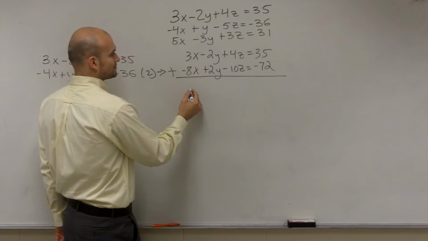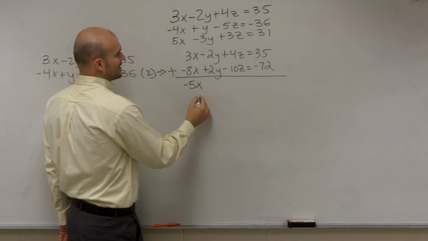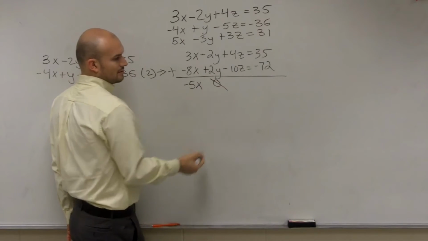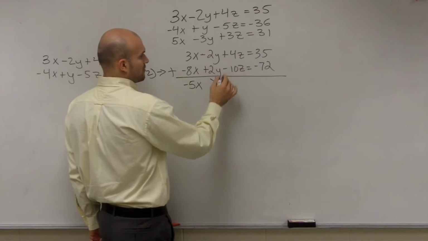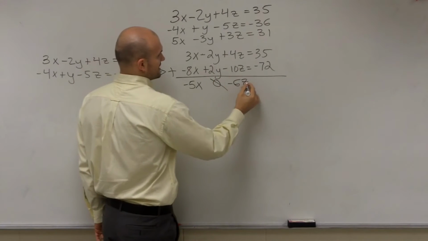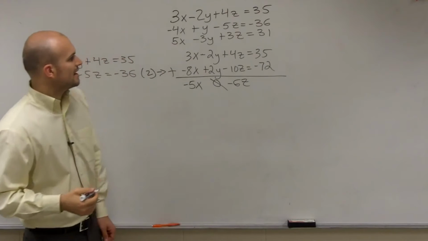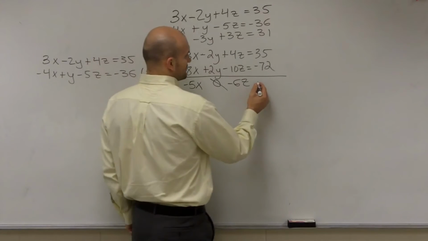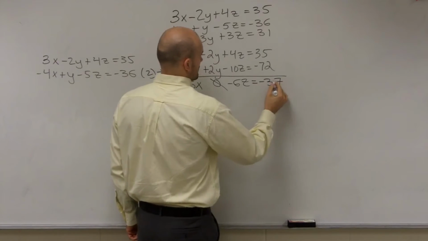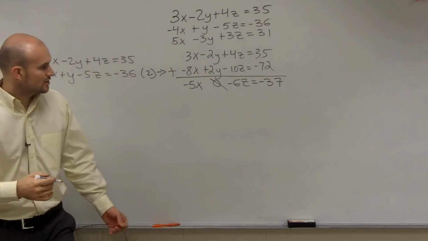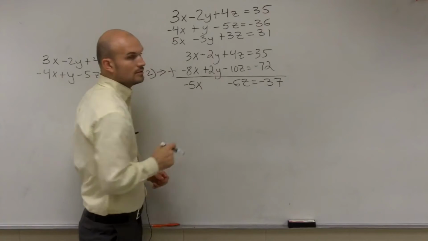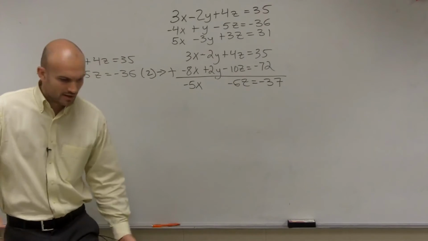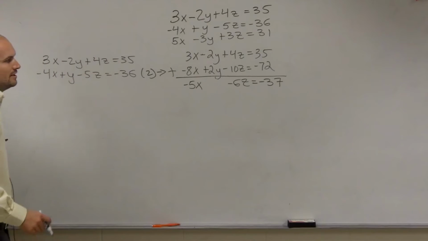So therefore, I have negative 5x plus 0y. And 0y is 0, right? And then 4z minus 10z is a negative 6z. And then 35 minus negative 72 is going to be a negative 37. OK? So I have this new equation, which, Ricardo, I'm going to say is just negative 5x minus 6z equals negative 37. And what I'm going to do is label this equation equation A.